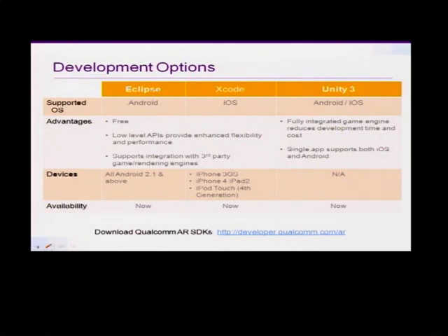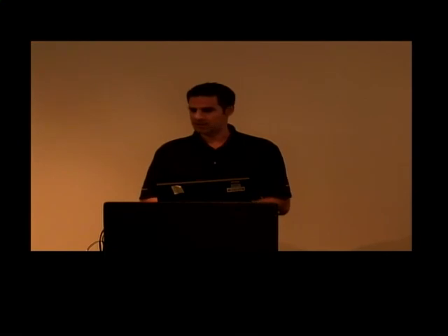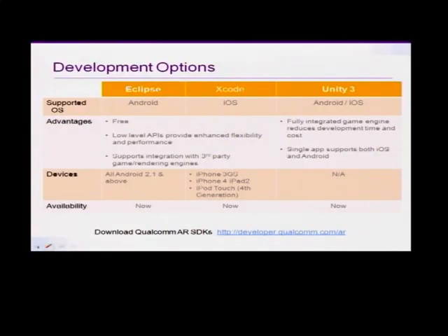Your development options: the SDK comes in 2 flavors. We have what we call the native SDK if you want to start from scratch and code in Eclipse or Xcode, for example. But we also have the extension for Unity, and it's available in the asset store. You just download it into your project and you're good to go. They're all free. They're all available also from the AR developer portal at developer.qualcomm.com/AR, and they're all available now.